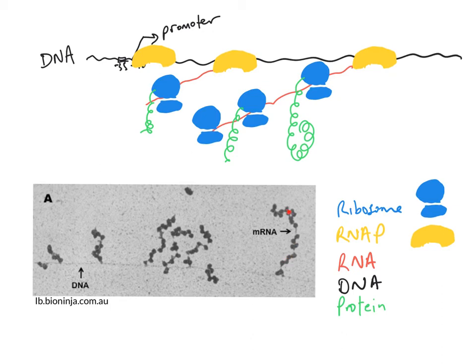And each of these messenger RNAs, just like the ones shown here, have ribosomes translating them many times. So we have multiple ribosomes on each messenger RNA making the proteins.